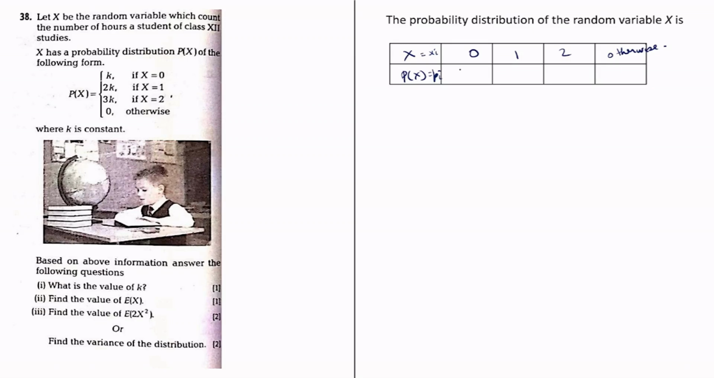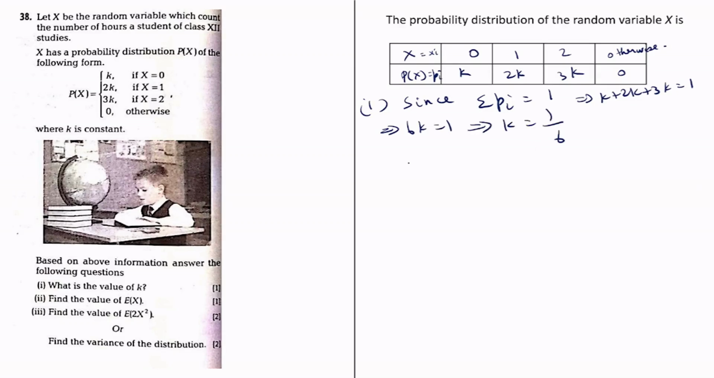When x is equal to 0, probability is k, x is equal to 1, probability is 2k, and when x is equal to 2, probability is 3k. Otherwise it is 0. First we have to find the value of k. Since summation pi equal to 1, this implies k plus 2k plus 3k equal to 1, or we get 6k equal to 1. From this we get k equal to 1 by 6.